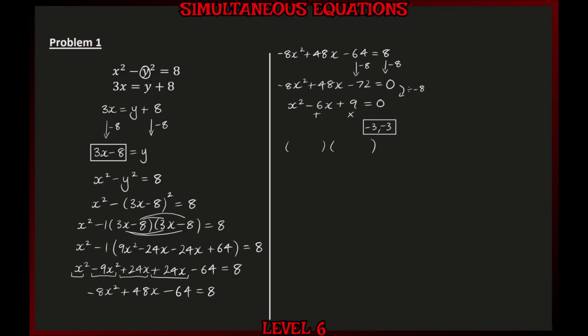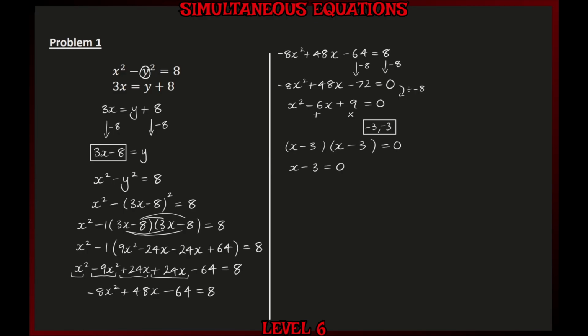We need an x at the start of each one because x times x is what gives us x squared, and our two numbers, minus 3 and minus 3, just go at the end of each bracket, and that's equal to 0. We now have two brackets that are being multiplied together to make 0, and for this to happen, one of those brackets has to be 0. So either x minus 3 is 0, or the second bracket x minus 3 is 0. But because they're the same, we just get one solution from this.